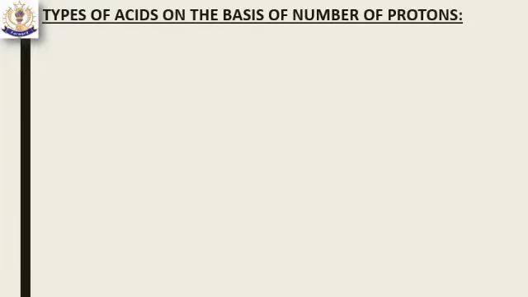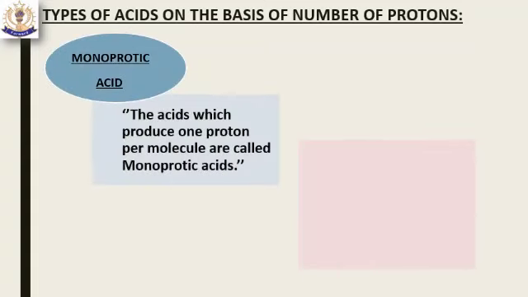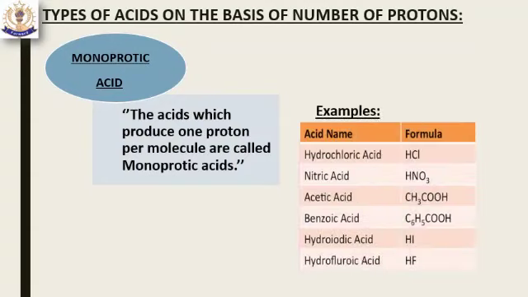Types of acid on the basis of number of protons. The first type is monoprotic acid. Its definition is the acids which produce one proton per molecule are called monoprotic acids. You can understand this by watching these examples. Hydrochloric acid is an acid that can produce only one proton at a time, so it is called monoprotic acid. Mono means one and protic means proton.